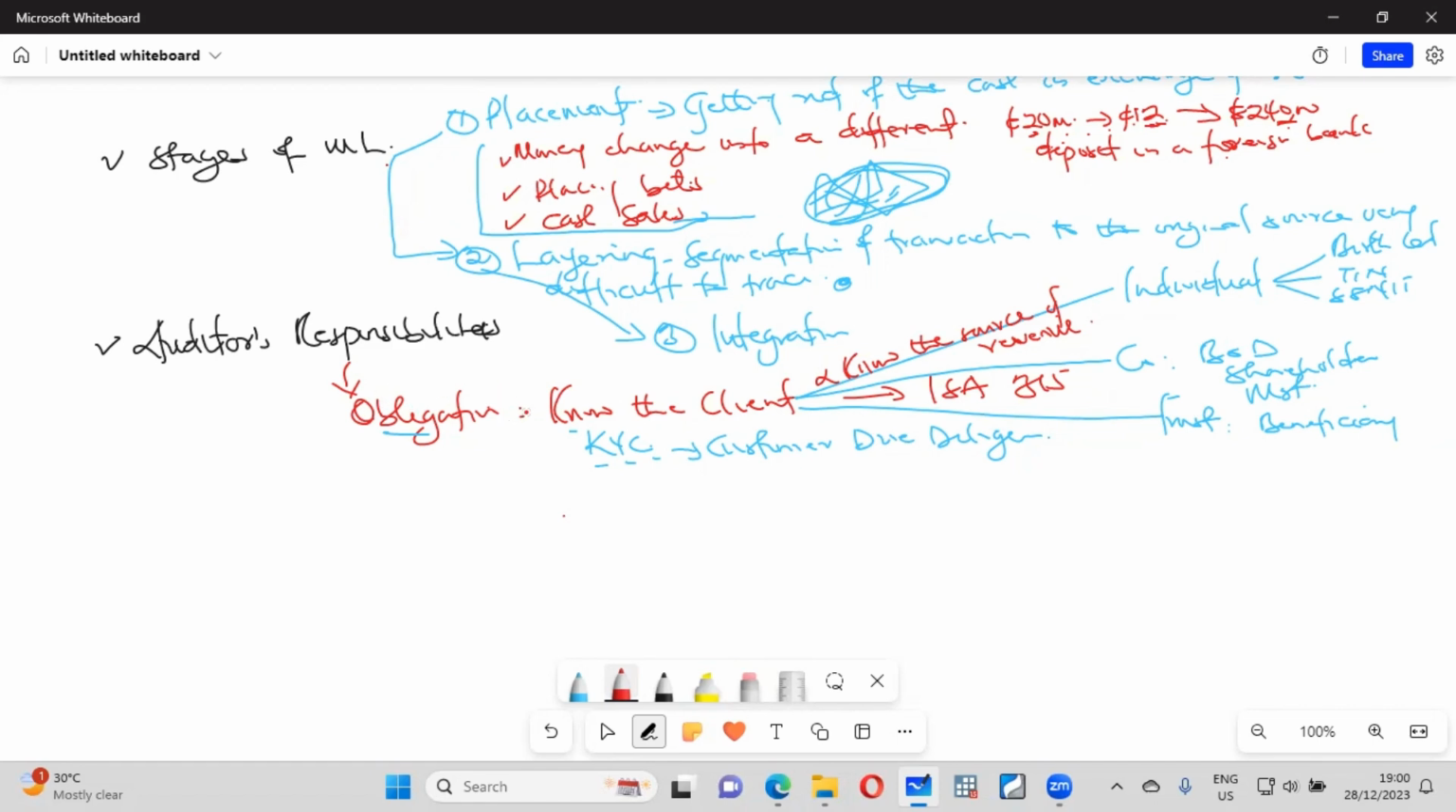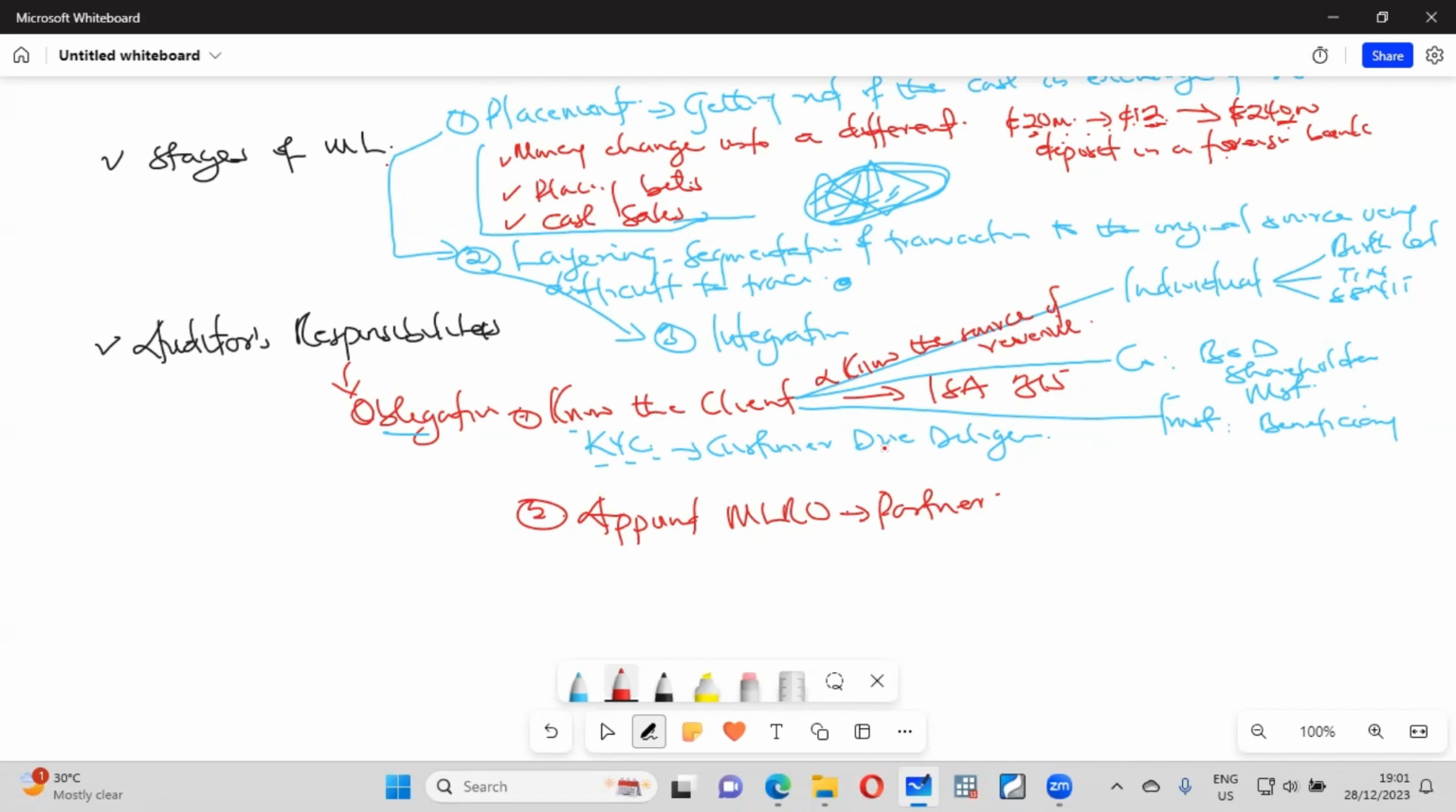Number two, what an auditor is supposed to do is to appoint in their firm a money laundering reporting officer, MLRO. Now, this person has the job in the entity to teach people how to suspect money laundering. He has to be a partner in the audit firm, so that all the reports and suspicions of money laundering come to him or her. So you have to appoint a money laundering reporting officer in your firm. It's very, very important.